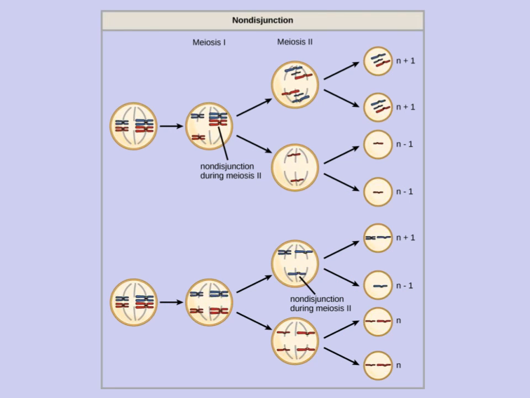Non-disjunction occurs when homologous chromosomes or sister chromatids fail to separate during meiosis, resulting in an abnormal chromosome number. Non-disjunction may occur during meiosis 1 or meiosis 2.